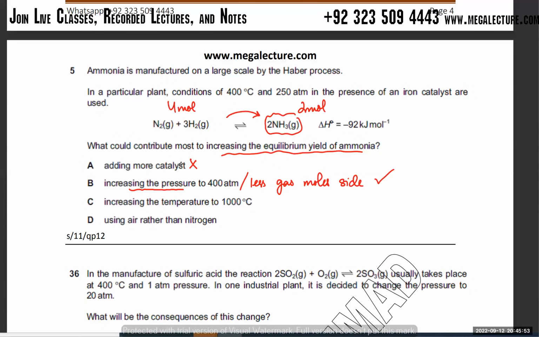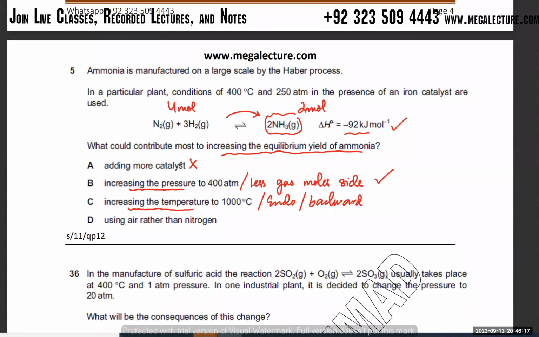Increasing the temperature favors which reaction? Is that endo or exo? Endo. So it's going to favor endo, and endo in this case will be the backward reaction. You can remember the forward reaction is exothermic, right? And the enthalpy change is always given for the forward reaction.